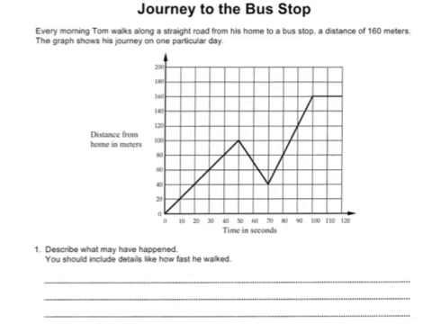Okay, journey to the bus stop. Every morning, Tom walks along a straight road from his home to a bus stop, a distance of 160 meters. The graph shows his journey on one particular day. Okay, so first thing I want to do is I want to look at what my axes are. So the y-axis is the distance from home in meters, and the x-axis is time in seconds. So then I'm going to look at the lines, and I see that we have a constant change here. It's increasing to about 100 meters, and then turns around, it goes back down to 40 meters, and then it goes up to 160 and stays there.